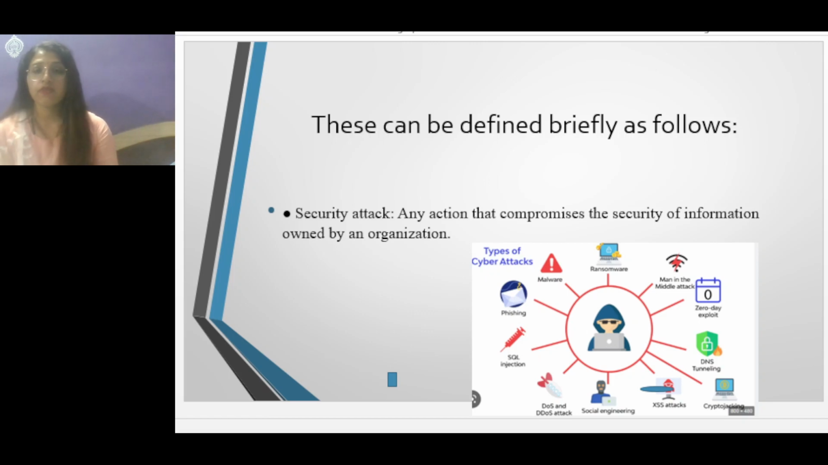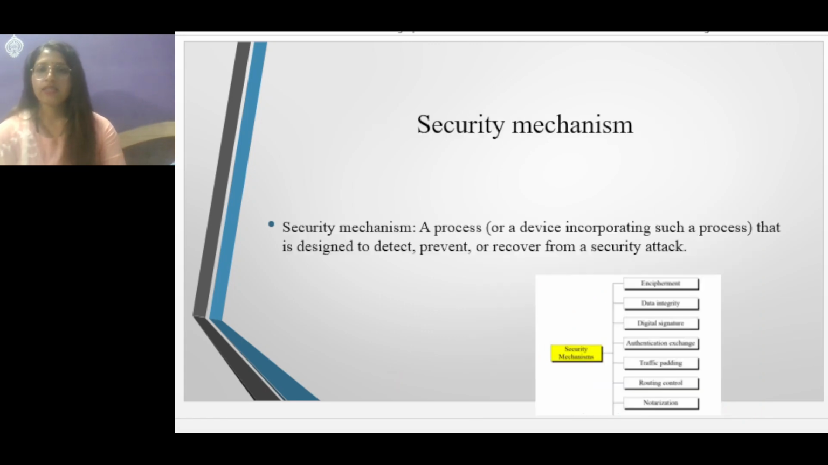There are various kinds of security attacks, and for protecting from these, there are various approaches that we will study in further lectures. So this is about the security attack. Next is the security mechanism. Once the attack is going to happen, you need to protect it. Or before the attack happens, you need to prevent it.